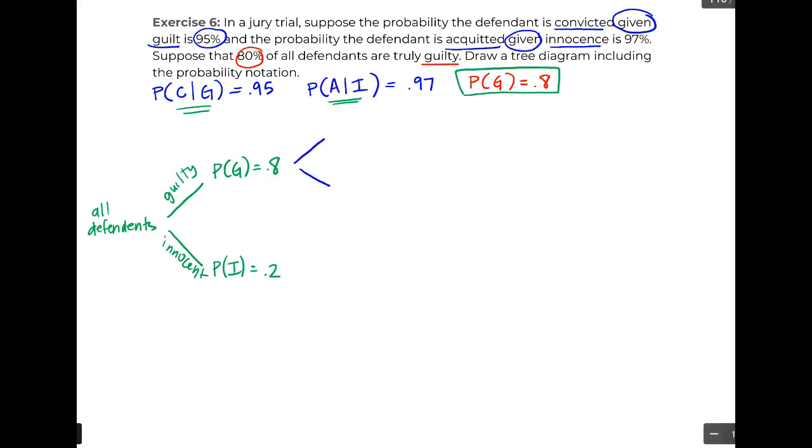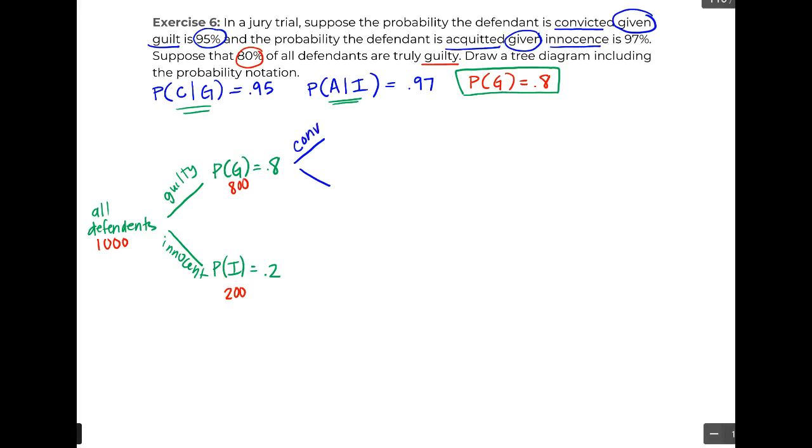And then we're going to split this up again. Now, if you're somebody who has trouble with the idea of these percentages and trying to understand what the heck the tree is doing, one thing you can do is sort of think about starting with, say, 1,000 defendants. If 80% of them are guilty, that means 800 are guilty and 200 are innocent. So sometimes seeing the numbers rather than the probabilities makes this a little bit easier to actually sort of process what's going on. So again, from the guilty, we have two options.